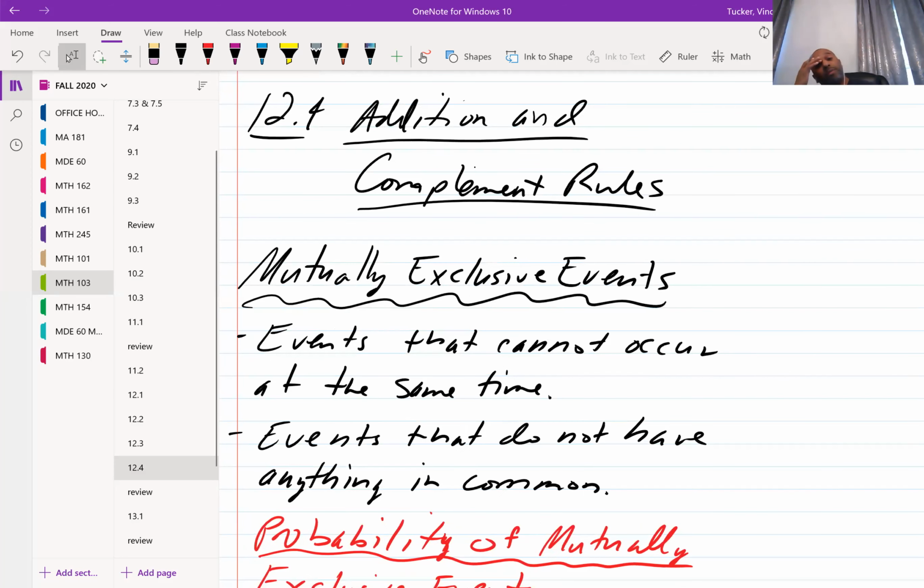So we start off talking about mutually exclusive events. These are events that cannot occur at the same time, or in other words, events that do not have anything in common. So what I mean by that is, if we're talking about flipping a coin and rolling a die, flipping a coin has nothing to do with rolling a die. They don't have any events in common, so they will be considered mutually exclusive.